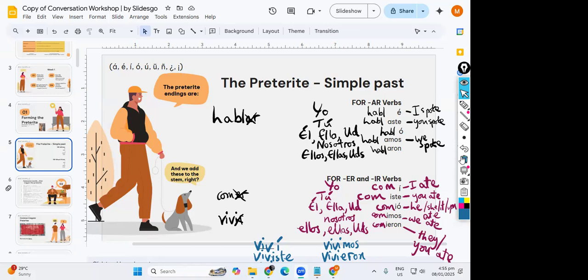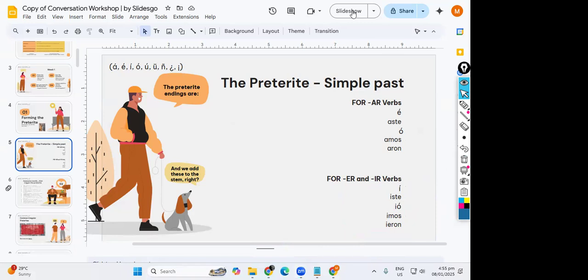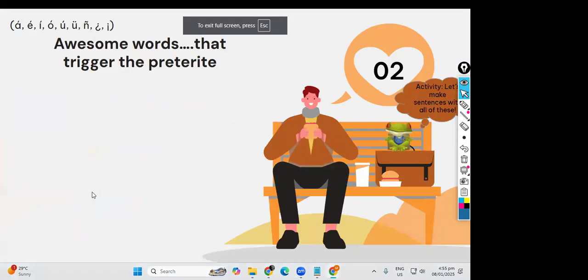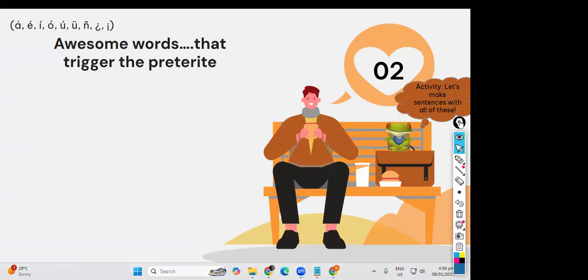Okay, so let's get rid of this and let's move on to our next super cool slide. All right, so these are called trigger words or trigger phrases. And this is because when we see them, chances are we are going to have to use the preterite in a sentence, right? And we're going to be ambitious and we're going to try to make sentences with all of them. Okay, and I have given you some clues as to how to shape the sentence. So we want to make a sentence with ayer, which means yesterday.